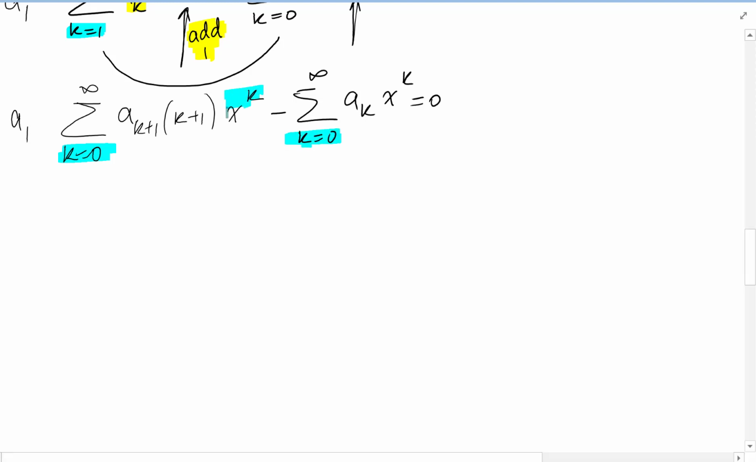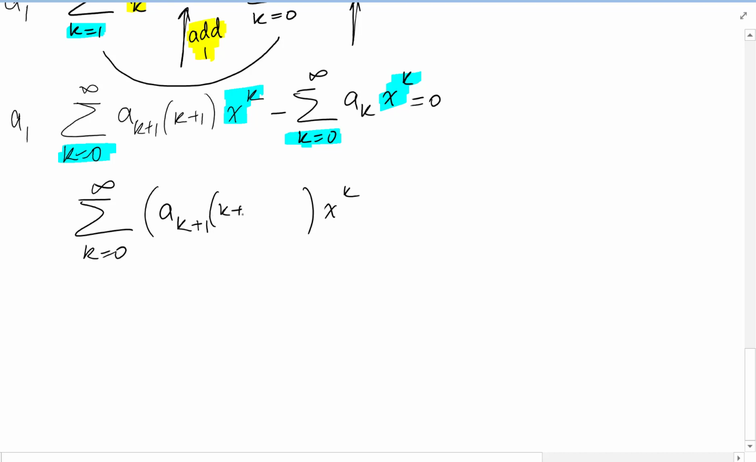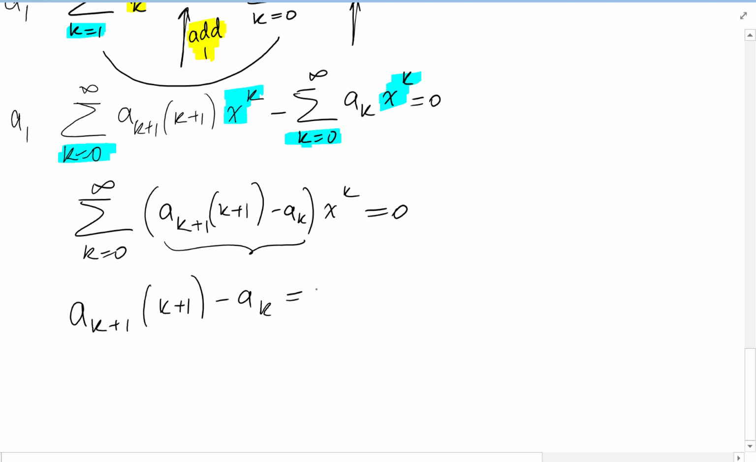We have the x to the k term, so we can put them together as the sum as k goes from 0 to infinity, factor out x to the k, and write the coefficients as a sub k plus 1 times k plus 1 minus a sub k equals 0. So the terms of a series equal 0 if each coefficient equals 0. So a sub k plus 1 times k plus 1 minus a sub k equals 0, which means a sub k plus 1 equals a sub k over k plus 1.